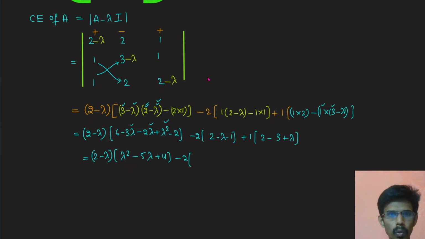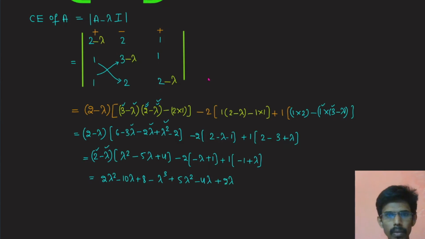Here we have 2 into minus lambda, 2 minus 1 will be plus 1, into 1 into 2 minus 1 minus 1 plus lambda. So now multiply this 2 to this bracket, then we have 2 lambda square, 2 into 5 is 10 lambda, plus 8. Next we have minus, multiply this lambda to this term, we have lambda cube plus 5 lambda square minus 4 lambda, plus 2 lambda minus 2 minus 1 plus lambda.